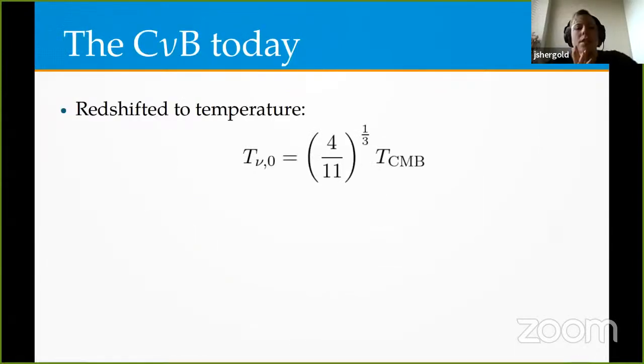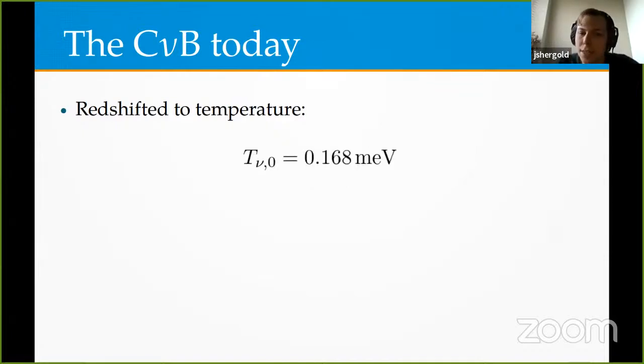So what can we say about the CNUB today? Based on this entropy conservation that I already mentioned, we can relate the temperature of the CMB to neutrinos, related by this 4/11 to 1/3 factor. We go ahead and plug in the temperature of the CMB, which we've measured, and we find that relic neutrinos today exist at a temperature of about 0.168 millielectron volts.